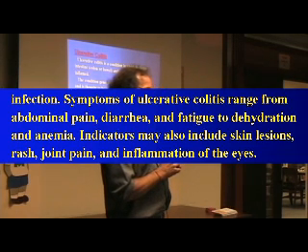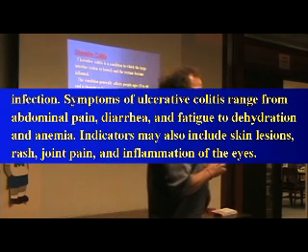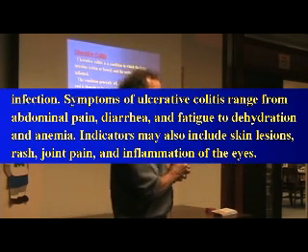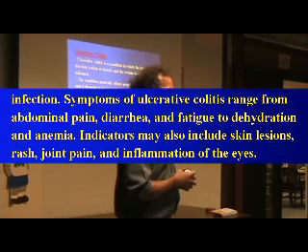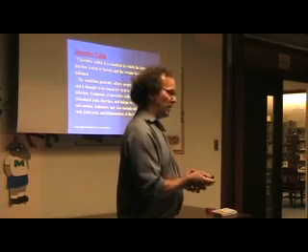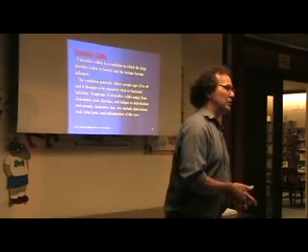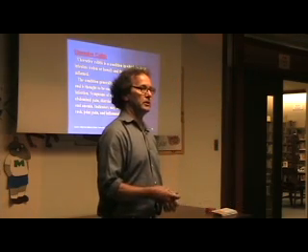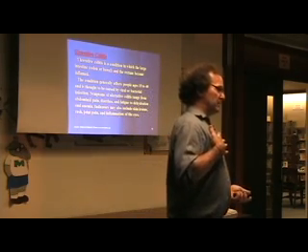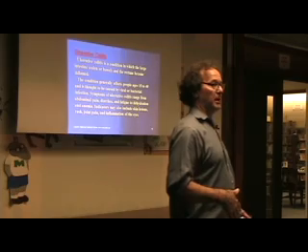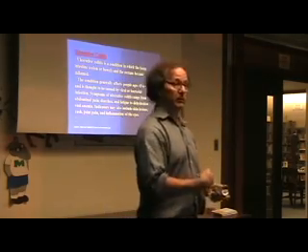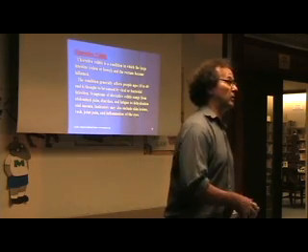Symptoms of ulcerative colitis range from abdominal pain, diarrhea, our favorite subject to talk about, and fatigue due to dehydration and anemia. Indicators may also include skin lesions, rash, joint pain, and inflammation of the eyes. So this is a much more systemic inflammatory condition going on. And again, the skin is one of the largest organs in the body, and it's connected all the way through to the digestive system. So it would make sense that our skin might be a reflection of what's going on inside the internal environment.